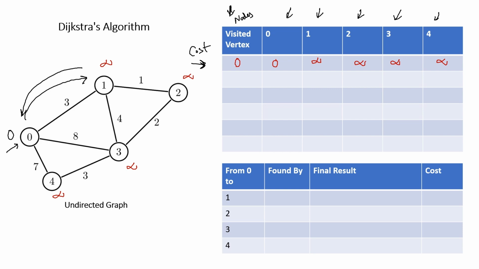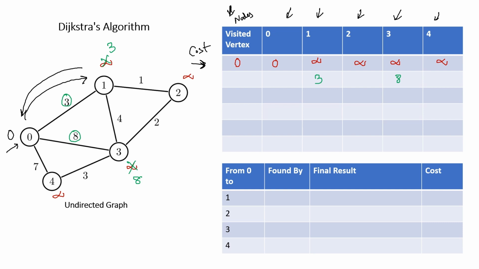From 0, we can visit 1, we can visit 3, we can visit 4. If we visit 1, the cost is 3. So let's update our graph. The new cost of going to 1 is 3, and 1 is discovered, and the cost is 3, not infinity. From 0, we can go to 3, and the cost of going to 3 is 8. So 3 is found, the cost is 8, not infinity. So we're going to update our table also.